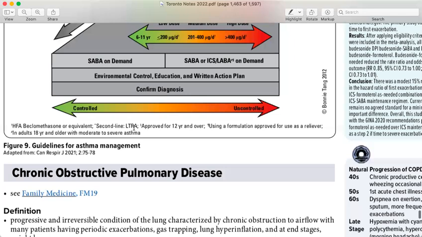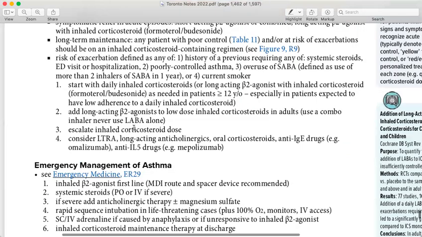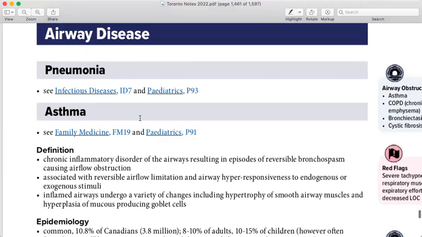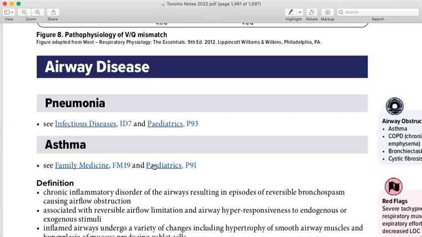You can even do it from family medicine or from pediatrics as well. So what is the next topic we are going to do? The next topic is heart failure.